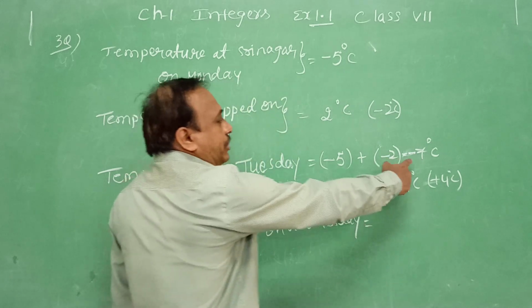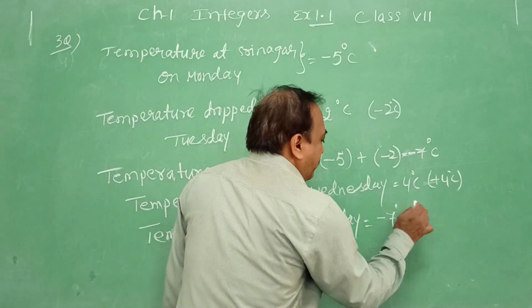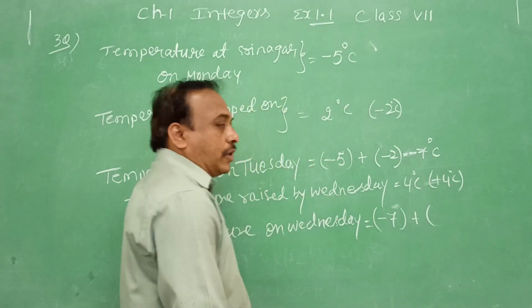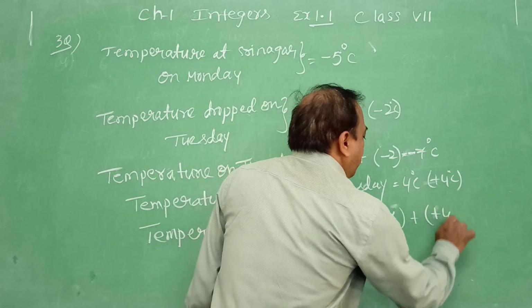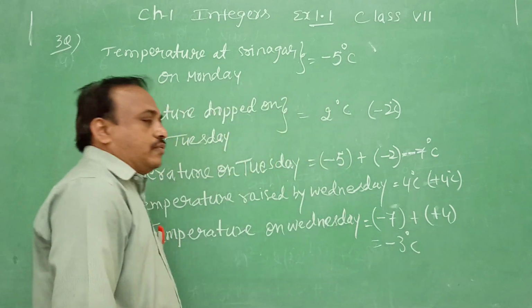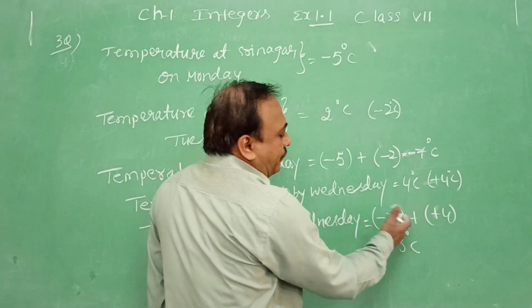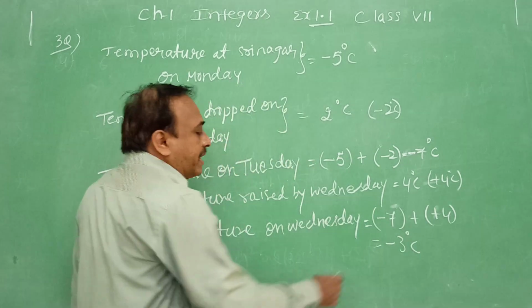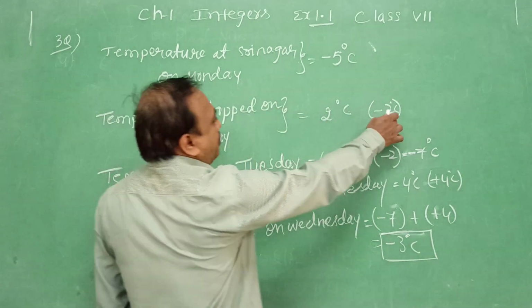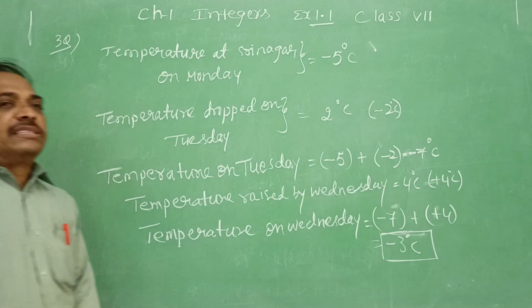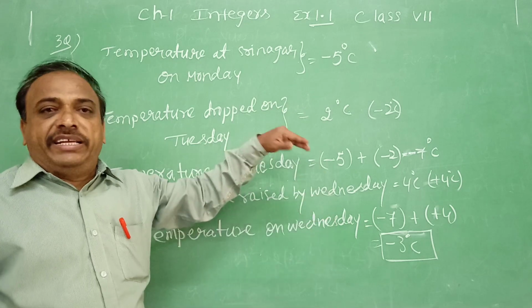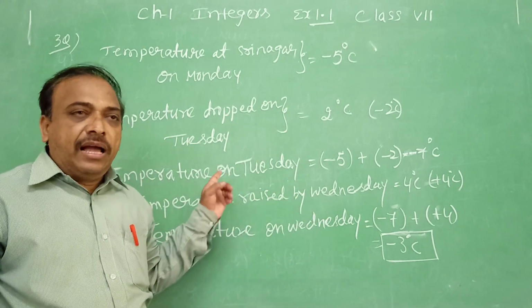Actually Tuesday is minus 7 degrees Celsius, and plus this 4 degrees Celsius. So minus 7 plus 4 equals minus 3 degrees Celsius. While adding, we do not write the units, but finally we add the units. So therefore the temperature on Wednesday is minus 3 degrees Celsius, and on Tuesday it was minus 7 degrees Celsius. As it is rising, we indicate with plus; when it is falling down, we indicate with minus sign. I hope it is clear to you.